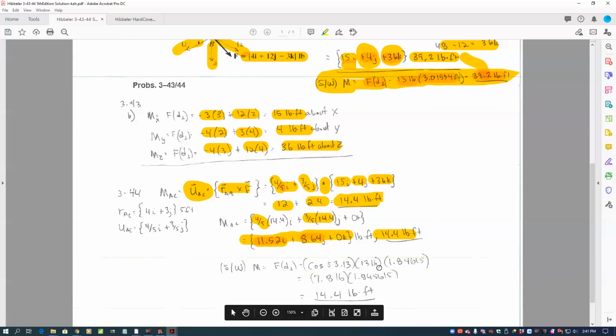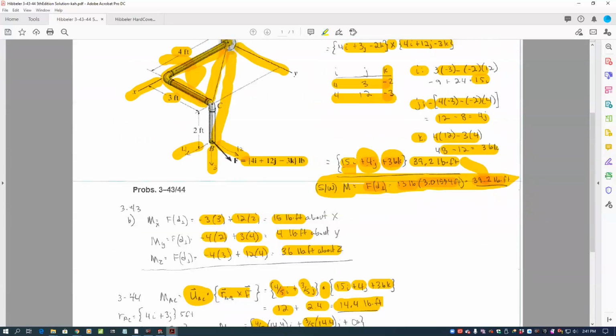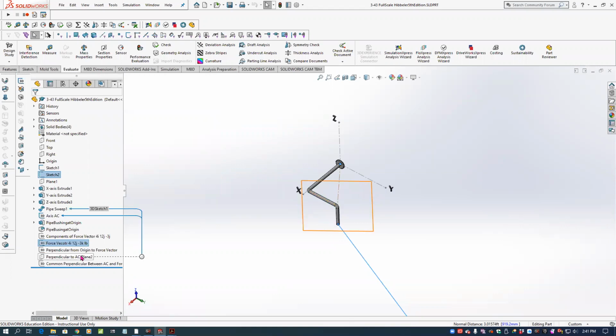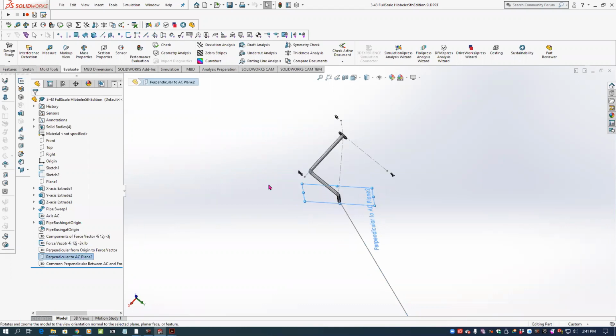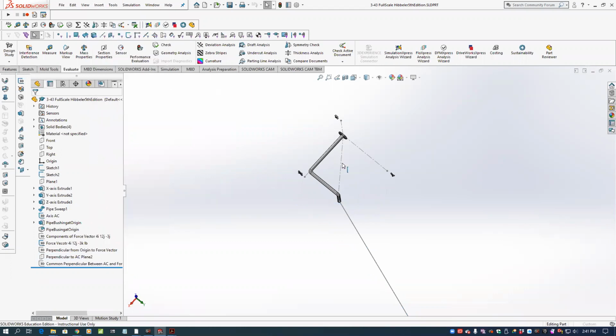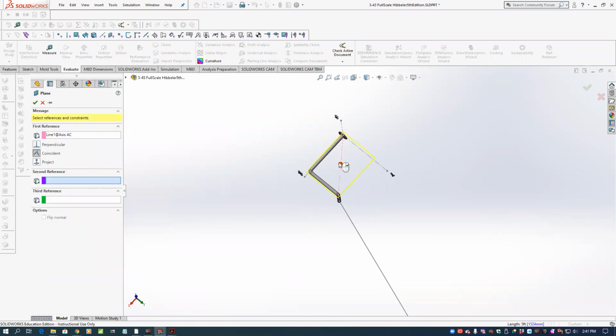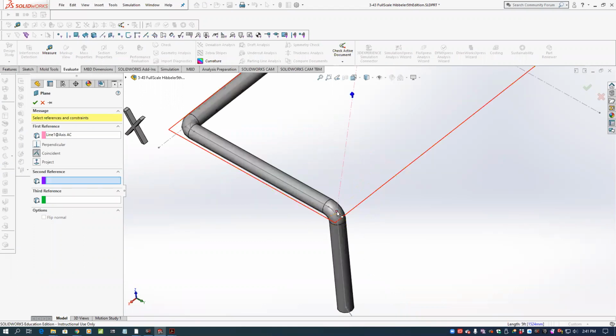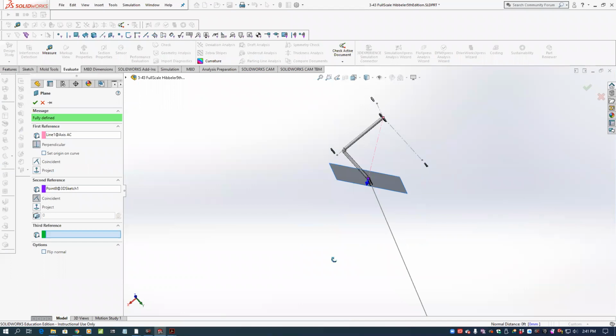To check that in SolidWorks, or a 3D CAD system, we would first have to create a plane that's perpendicular to AC. And I've created one there. Let me just show you how I did that. I insert a reference plane, pick that axis and then pick its endpoint here. And that would place a plane perpendicular to AC.